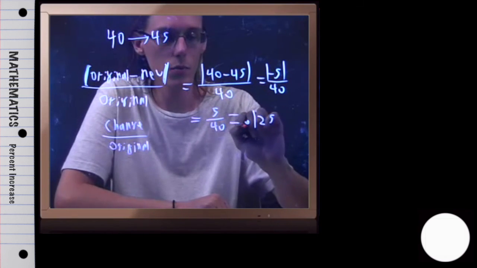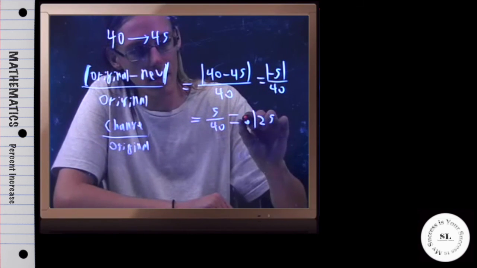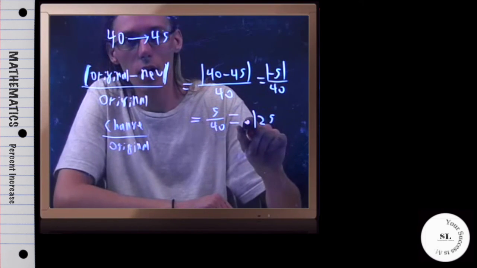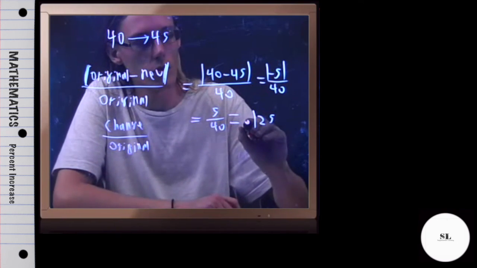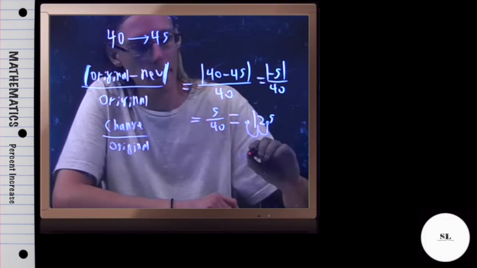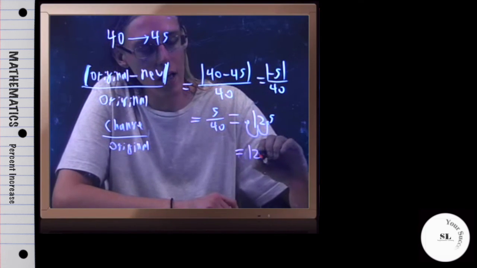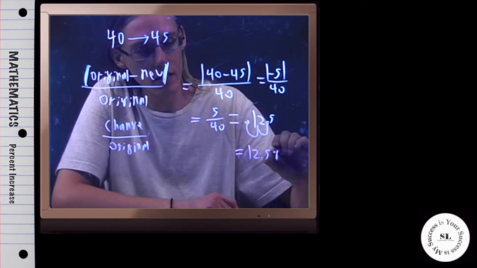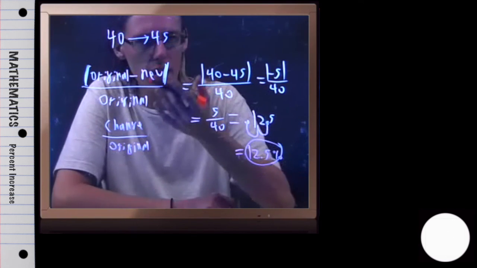But again, it asks right here, what is the percent increase in the number of students? Well, to change a decimal number to a percentage, remember you just take the decimal wherever it is and move it 2 hops to the right. So I'm going to go once, twice, and so we get that it's a 12.5% increase.